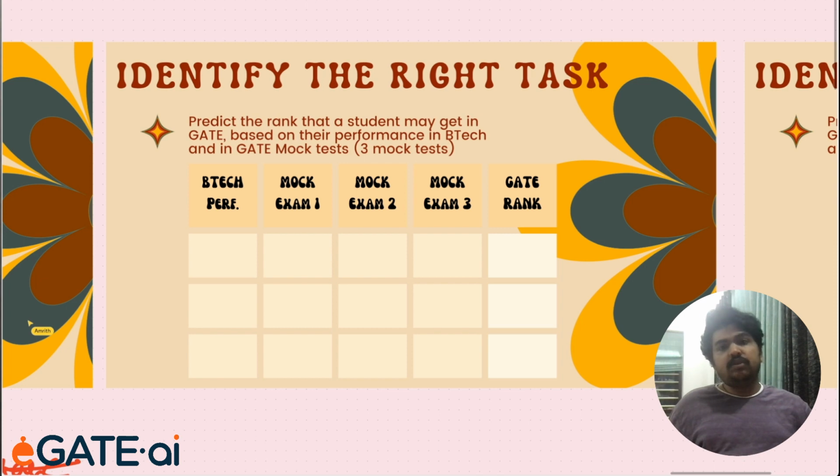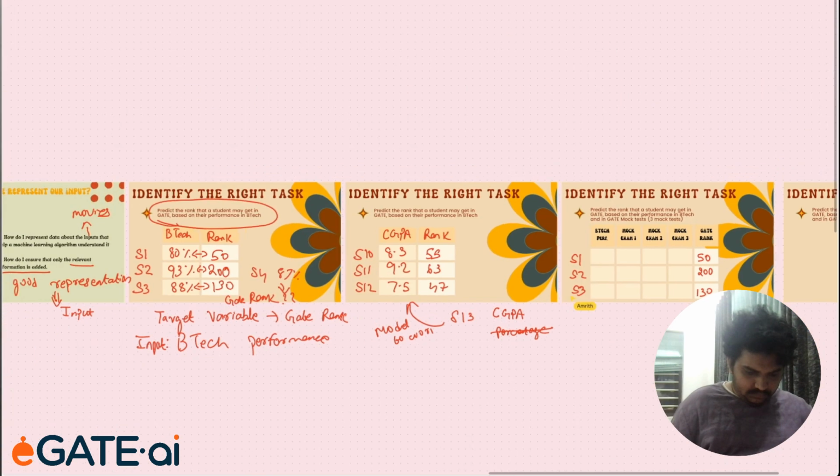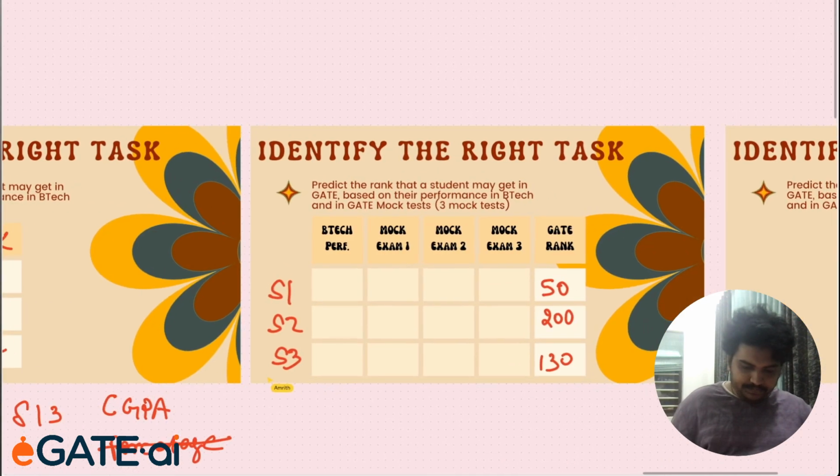Now, let's look at another question where we need to predict the GATE rank of a student based on their performance in BTech and in GATE mock tests. Let's assume there are three mock tests to consider. Just like the previous question, our label is the GATE rank itself. Let's copy those values from the previous slide itself. It's 50, 200, 130 for S1, S2 and S3.